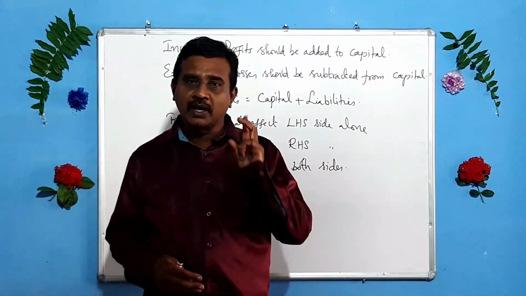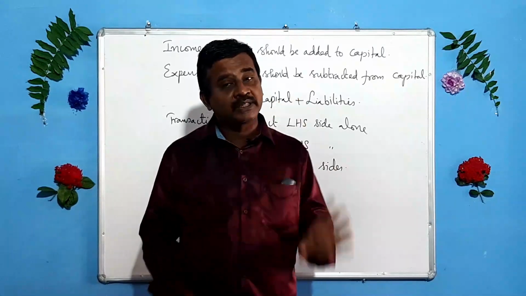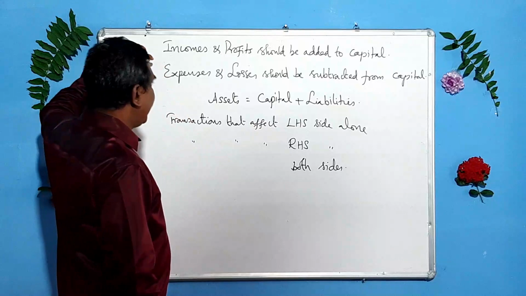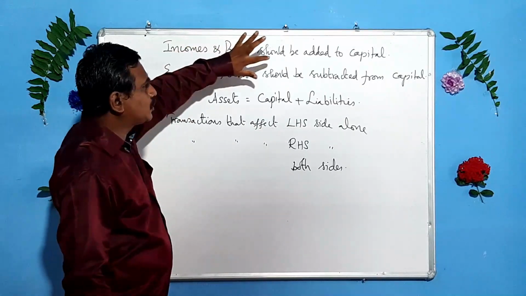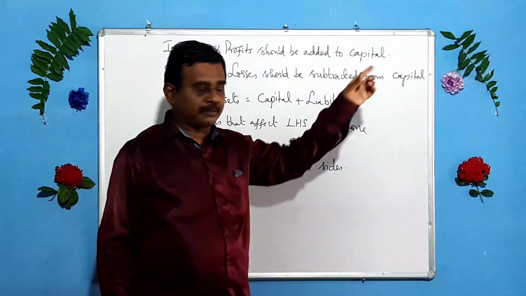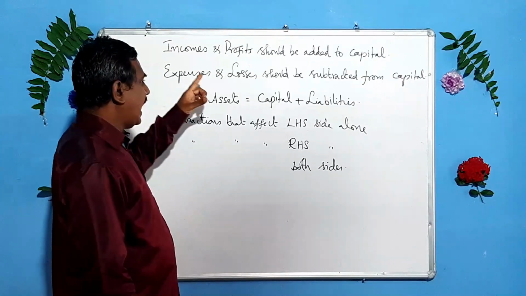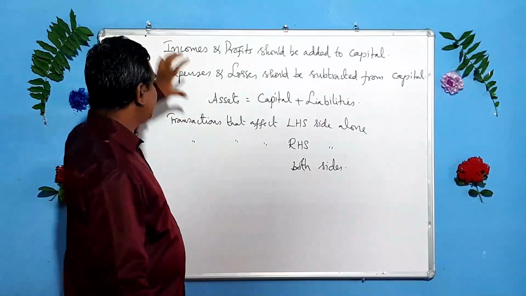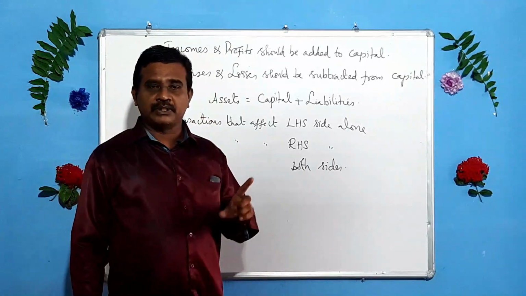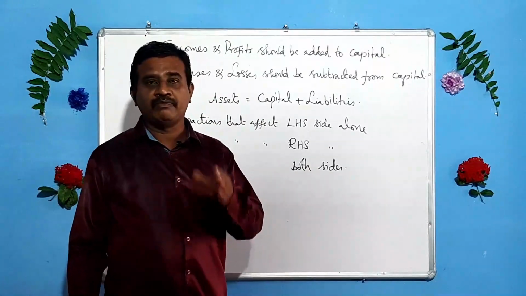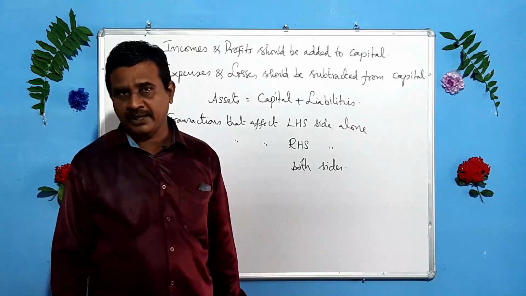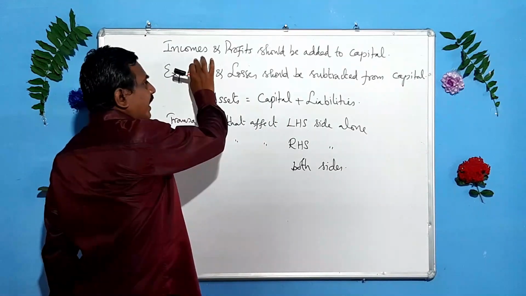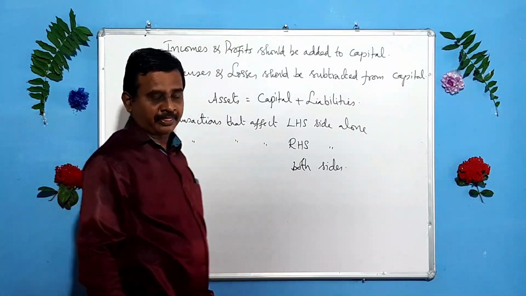For that you have to keep two things in mind. That is, tell with me: incomes and profits should be added to capital. Expenses and losses should be subtracted from capital. These things are known to you. These things must be known to you when we go for preparing the accounting equation. Before that, let me tell you the meaning of incomes, profits, etc.